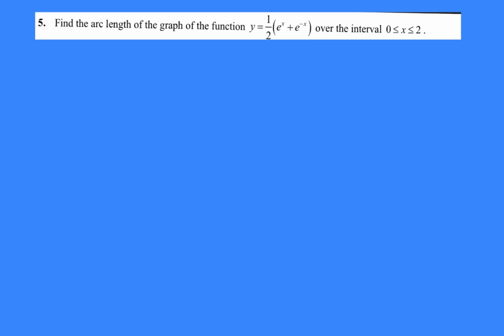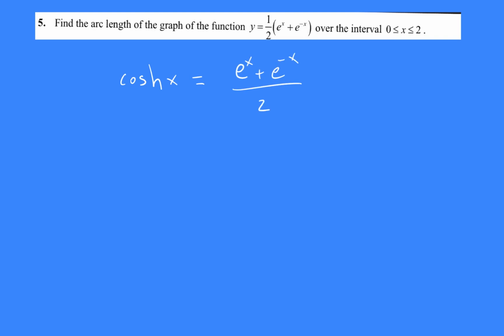The next problem is to find the arc length of the function y equals 1/2 e to the x plus e to the minus x over the interval 0 to 2. This function is named cosine hyperbolic of x. The cosine hyperbolic of x is defined as e to the x plus e to the minus x divided by 2.